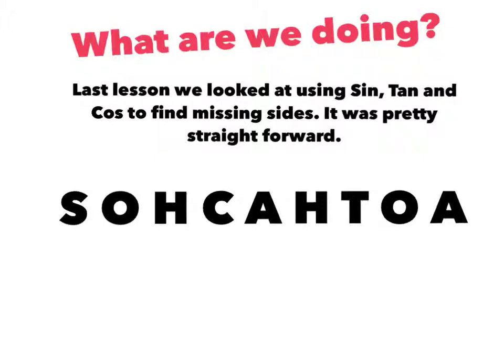What have we looked at so far and what are we doing? Well, last lesson we looked at using sine, tan and cos to find missing sides. It was pretty straightforward. We had SOHCAHTOA, we looked at our diagram, we were given an angle and one measurement and asked to find the other. We looked at the side length that we were given, and the side length that we were trying to find, and then we made a judgment as to whether we used sine, cos or tan. We substituted the angle in, rearranged the equation, got the answer. It was pretty easy. Today we're going to have a look at exactly the same thing, but a little bit more tricky.